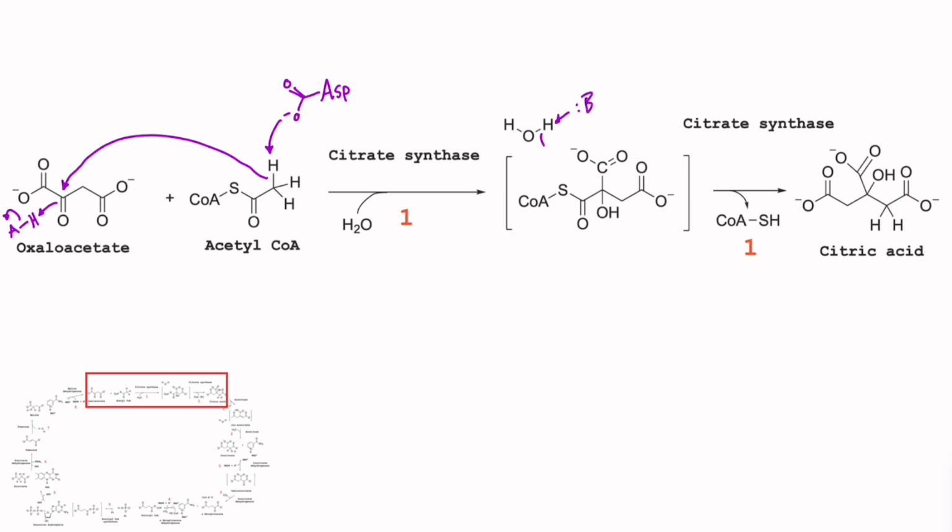Our base picks a proton off of a water molecule and the electrons attack the carbonyl on the intermediate. The electrons go up onto the oxygen, back down, and we kick off the coenzyme A, where it's protonated by an acid. We then form citric acid.